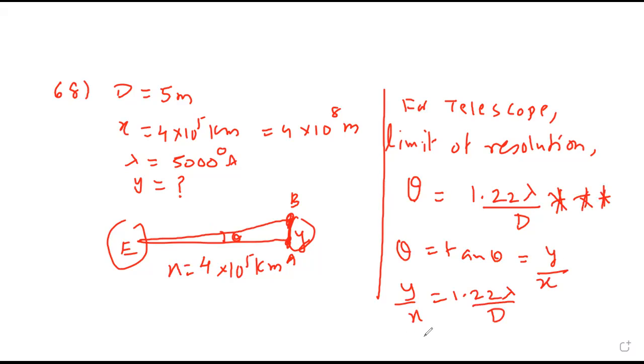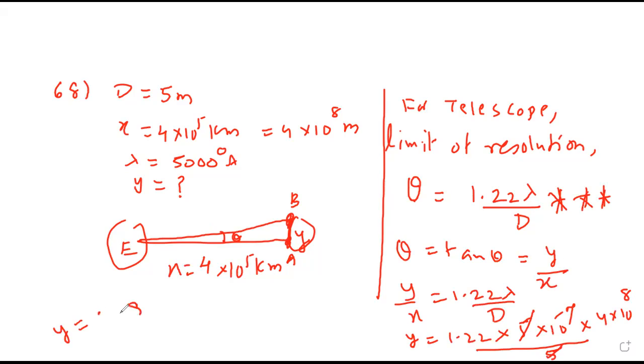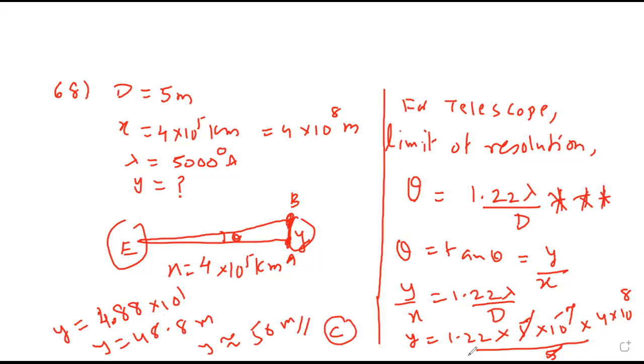Therefore, y will become 1.22 lambda, 5 into 10 raised to minus 7, into x, 4 into 10 raised to 8, upon d, which is 5. The 5 cancels. So we get y as 4.88 into 10 raised to 1, that means 48.8 meter. So can I say nearly 50 meter? Followed? Option C.